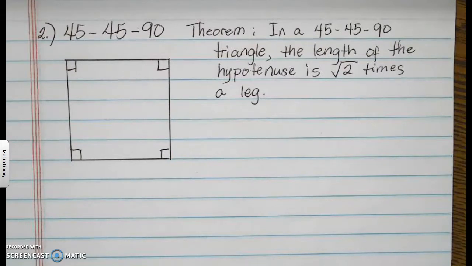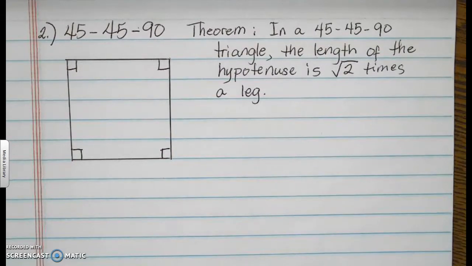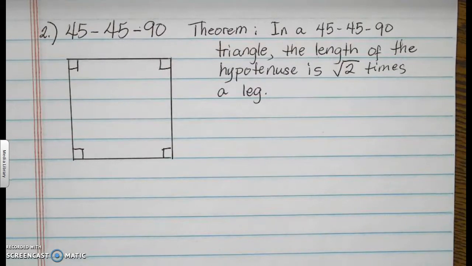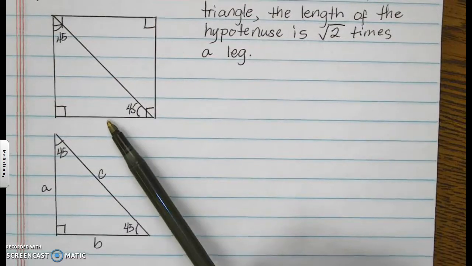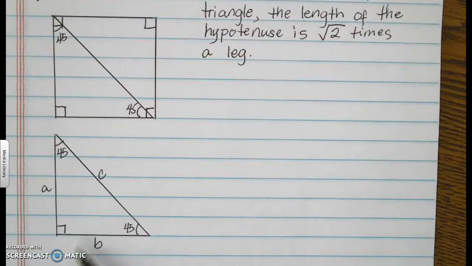The next type of special right triangle is the 45, 45, 90 right triangle, and the theorem states that in a 45, 45, 90 triangle, the length of the hypotenuse is square root of 2 times a leg. So if the 30, 60, 90 is based off of an equilateral triangle, a 45, 45, 90 right triangle can be derived using a square. To better understand this, I have separated the 45, 45, 90 from the square and placed it here. So these are the two legs. A and B are equal. Please understand that A and B in this particular case are equal.